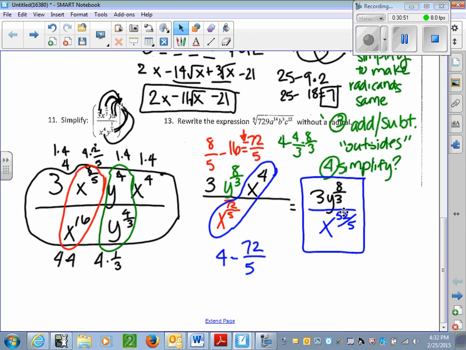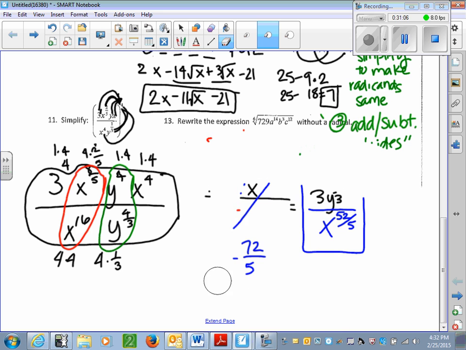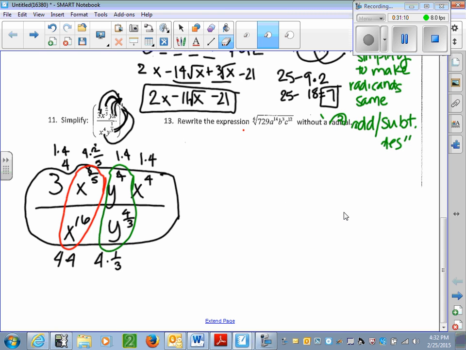All right. Number 13. Remember, this was on your quiz. All you're doing is you're taking, let me erase this again. You can pause this if you need to finish that last problem, number 11. But okay, so number 13. All I'm doing is I'm taking this radical and turning it into an exponent to get started.